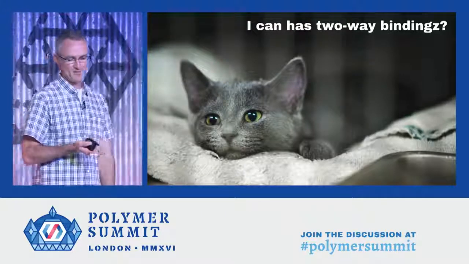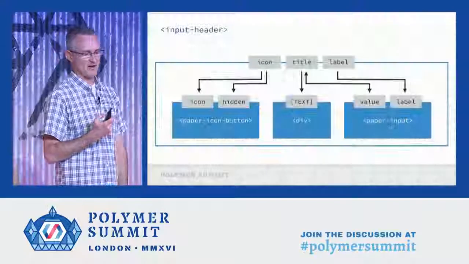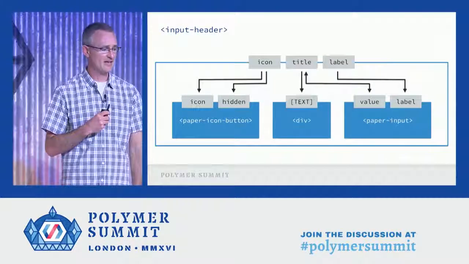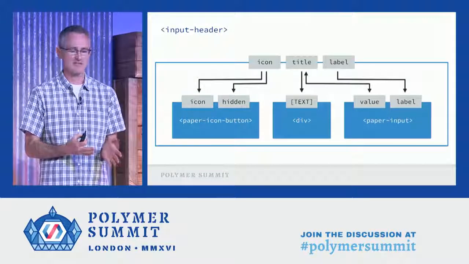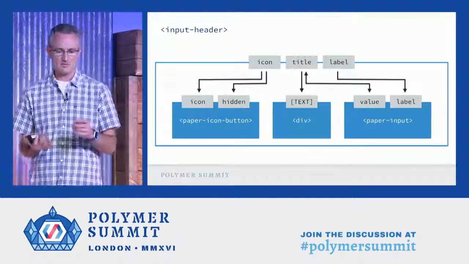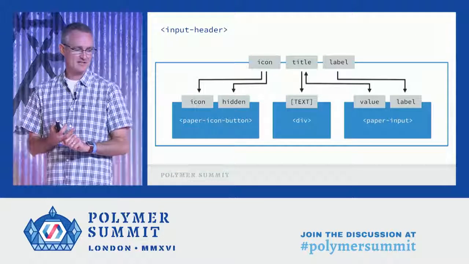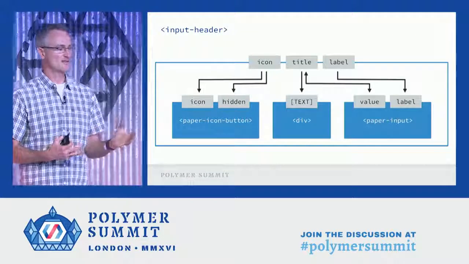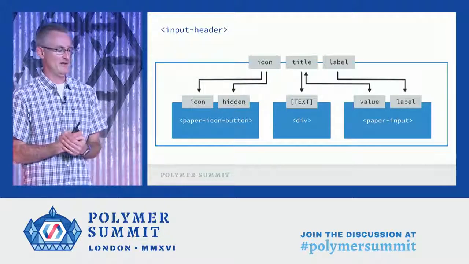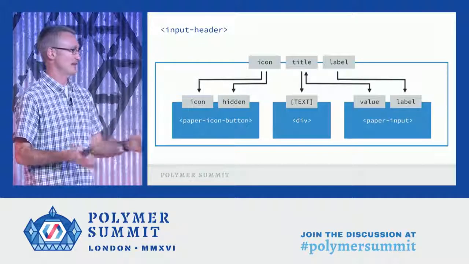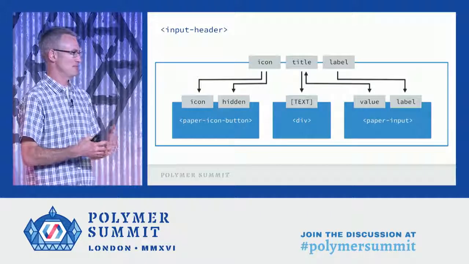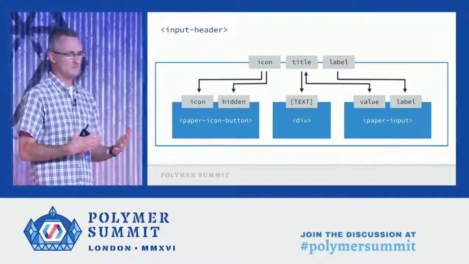Let's go ahead and take one more look at our input header diagram. And to cut to the chase, I can't think of any good reason not to use two-way bindings in a case like this. And there's several reasons. So first of all, the design of the element explicitly requires that the title of the input header and the value of paper input be in sync at all times. And the model doesn't do anything else with that value. So having them bound is exactly the behavior we want.